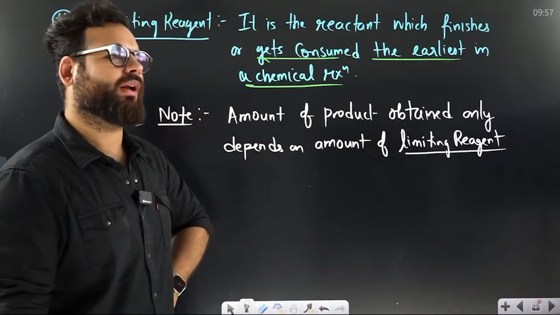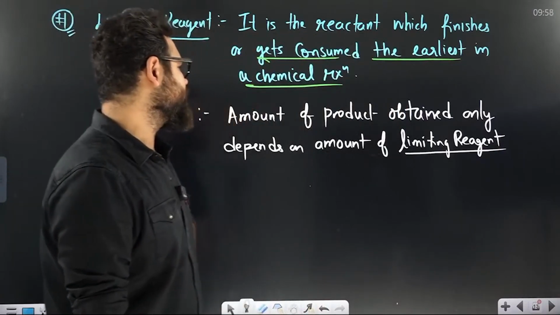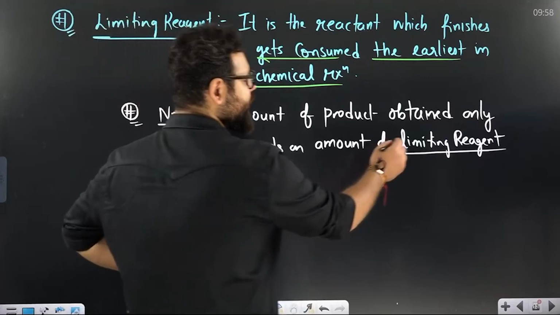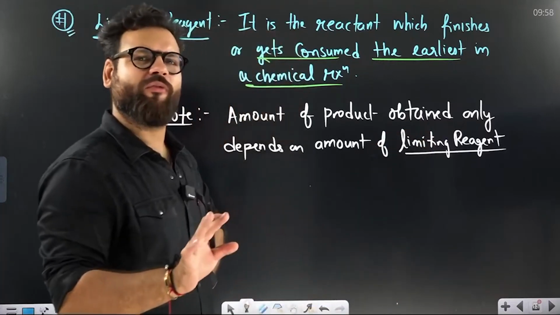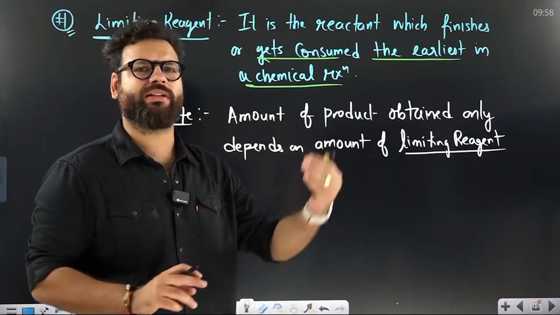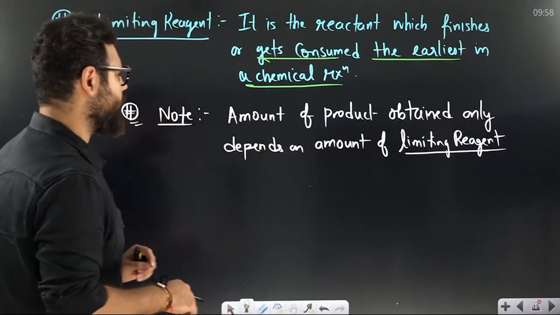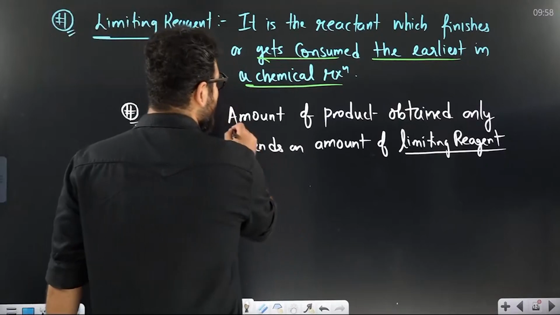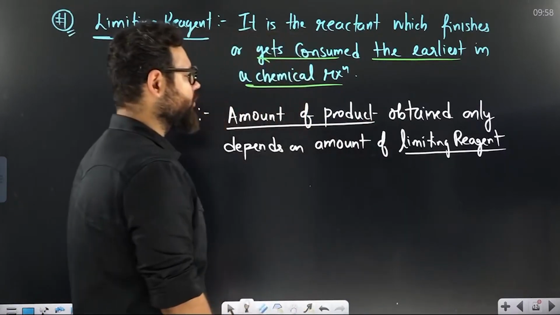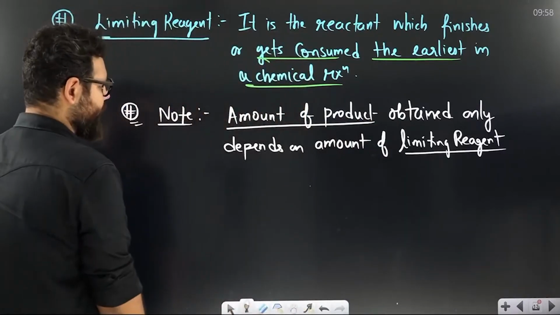The amount of product obtained only depends on the amount of limiting reagent, and it is independent of the excess reagent, because I just showed you that the sandwiches will be 4. It depends on only the cheese, not on the bread. So the amount of product obtained only and only depends on what? The amount of limiting reagent.